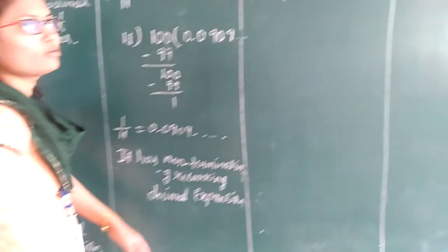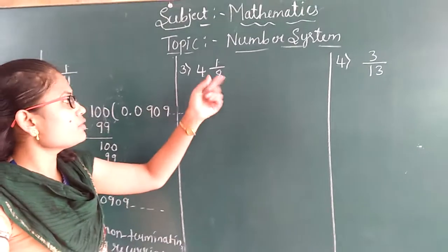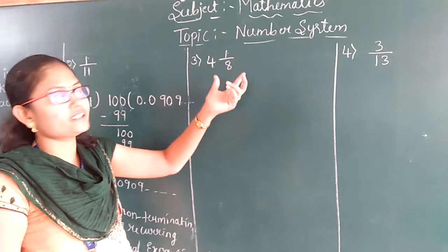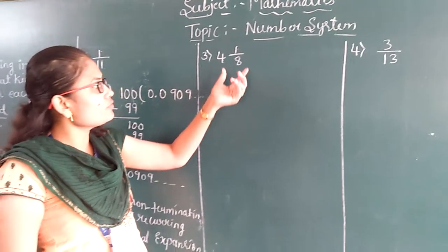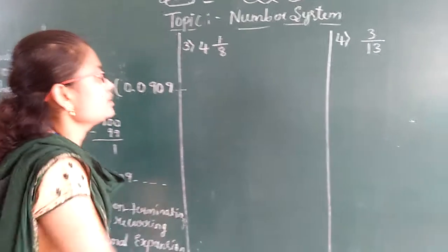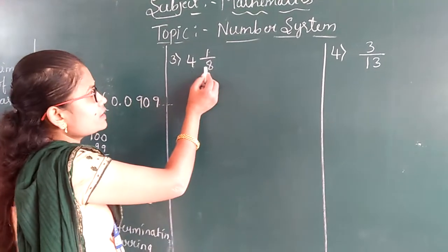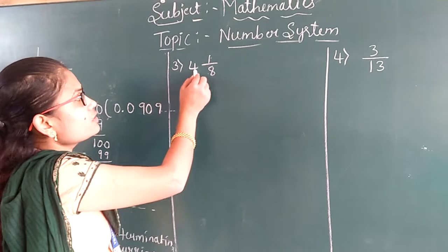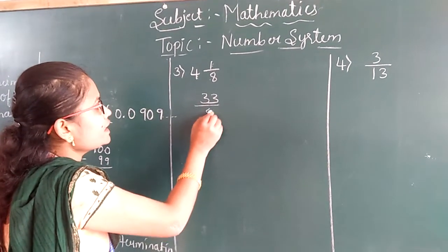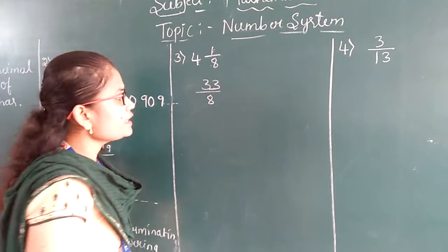Now we can see one more problem here. What is that? 4 1 by 8. What type of fraction is it? It is a mixed fraction, so we cannot divide it like this. First we have to convert it to an improper fraction. How are we going to convert it? 8 fours are 32, 32 plus 1 is 33. It becomes 33 by 8.